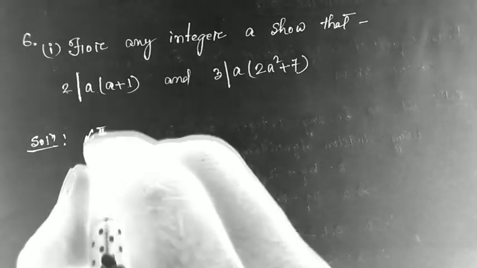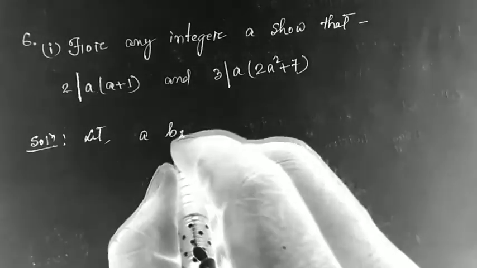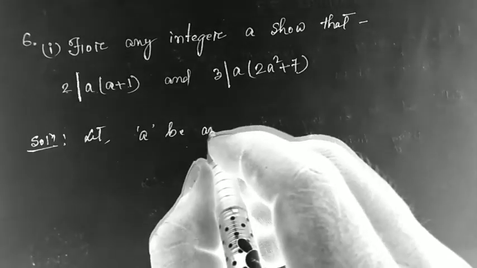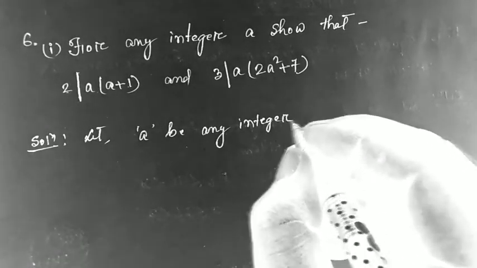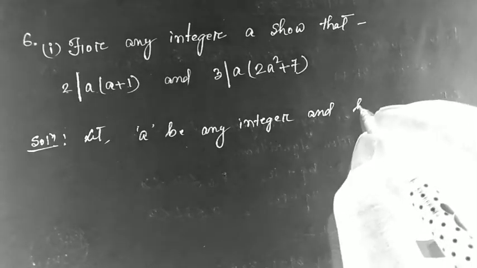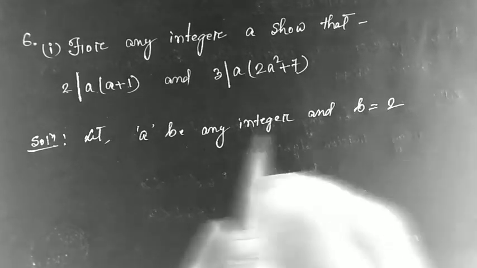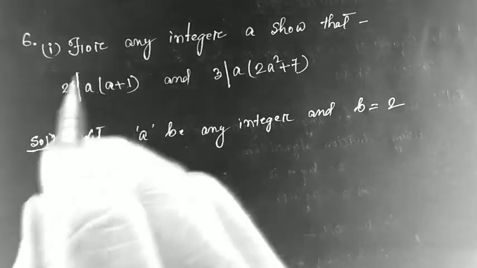Let a be any integer and b is equal to 2. First of all we are going to prove this part, no?